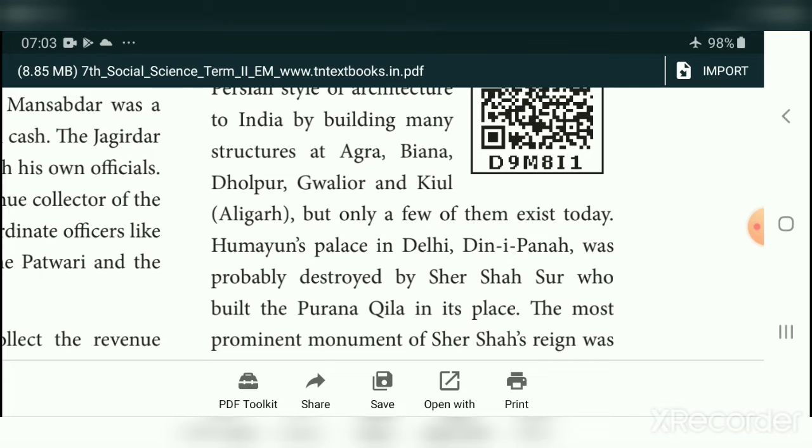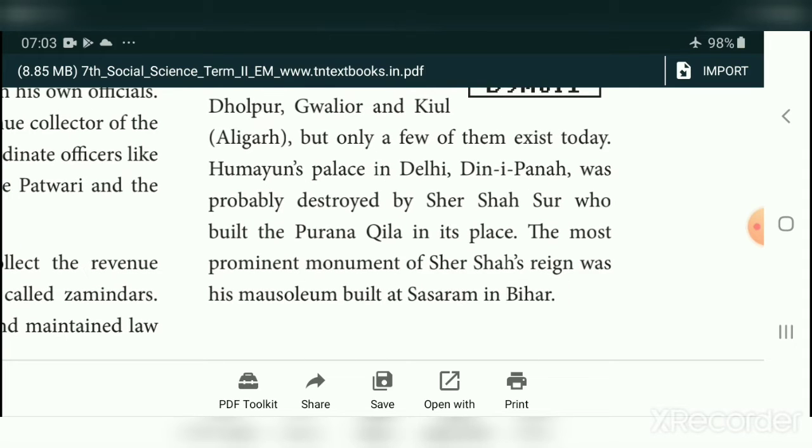Humayun's palace in Delhi, Dinipana, was probably destroyed by Sher Shah Sur, who built the Purana Quilla in its place. The most prominent monument of Sher Shah's reign was his mausoleum built at Sasaram in Bihar. Underline this one, it will come as a one-word question. Sher Shah built a great mausoleum at Sasaram in Bihar.